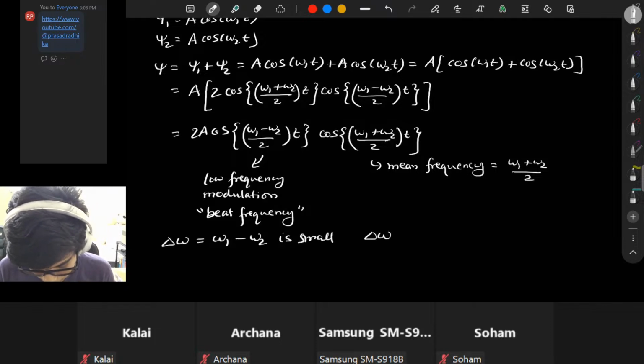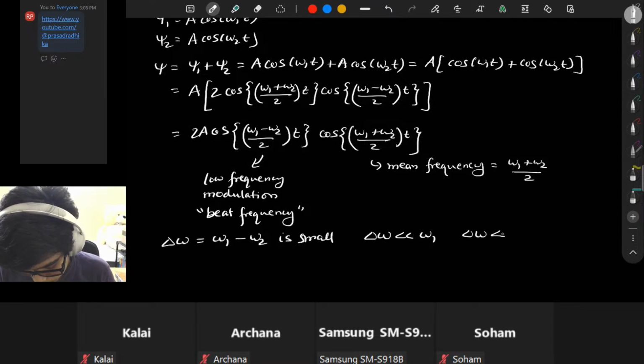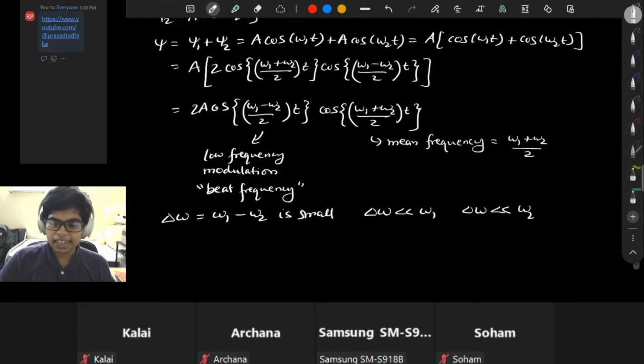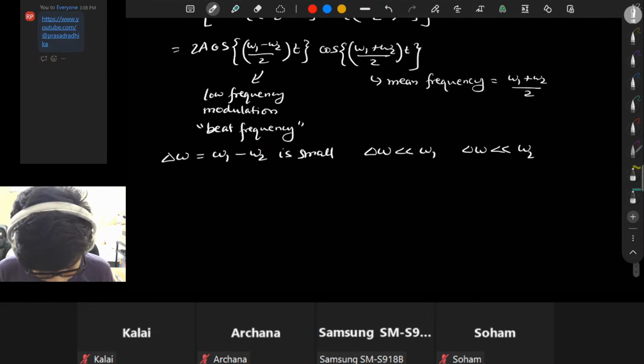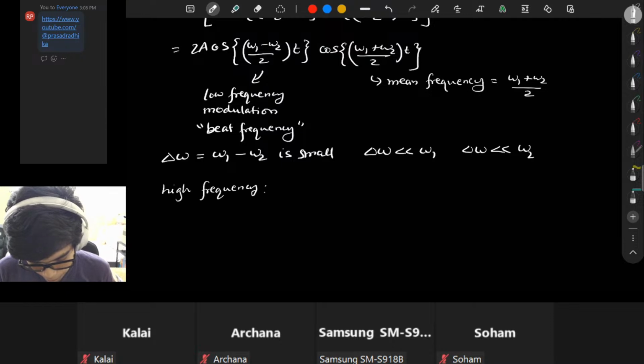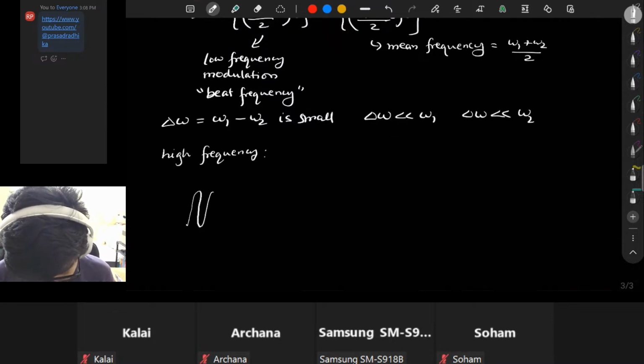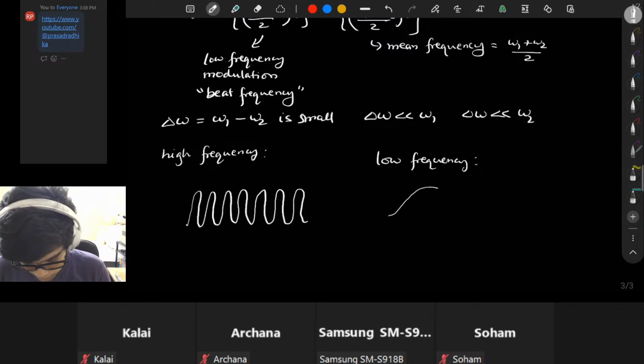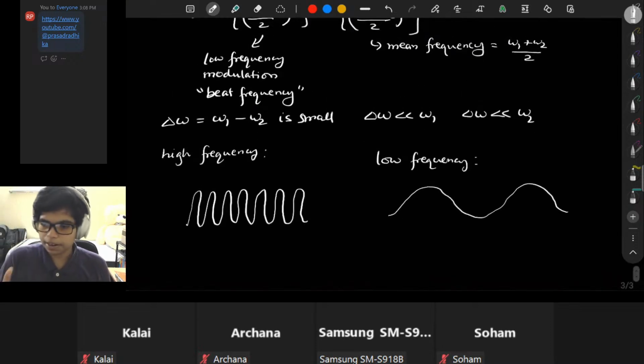When I say small, that means delta omega is much less than omega 1, and much smaller than omega 2 as well. So when the difference between these two frequencies is small, you very prominently see the effect of the beat frequency, which means that a high frequency wave is being modulated by a lower frequency wave. Schematically, let me draw a high frequency wave. It would look like a lot of oscillations happening, and a low frequency would mean very few oscillations in a given time period.